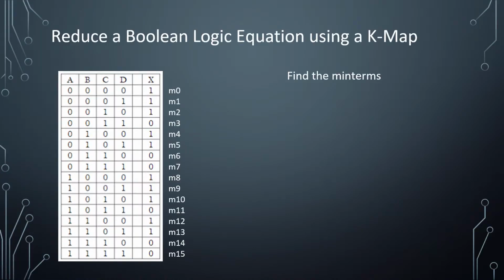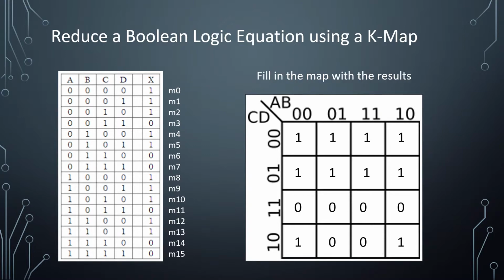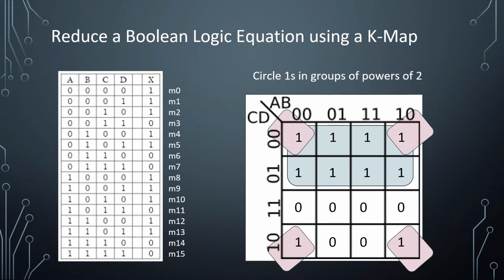First, we write out our minterms, and we draw our K-map here. Then we place the minterms into the map, making sure they follow the correct order. And then we write the results of those minterms in. Now we're going to circle them in powers of 2 here. The first one is fairly obvious. It's these 8 that are over the top. The next one's a little bit more complex, but it's using the 4 corners here.